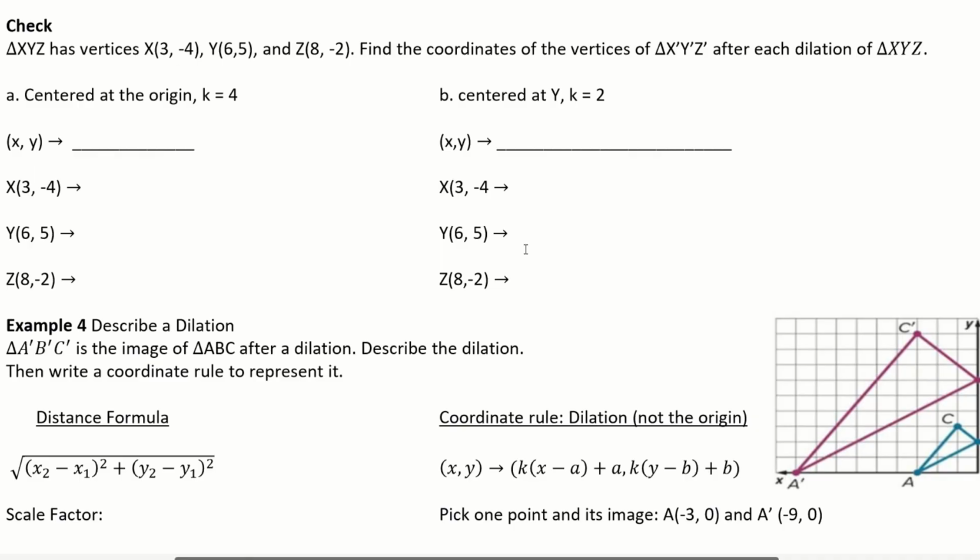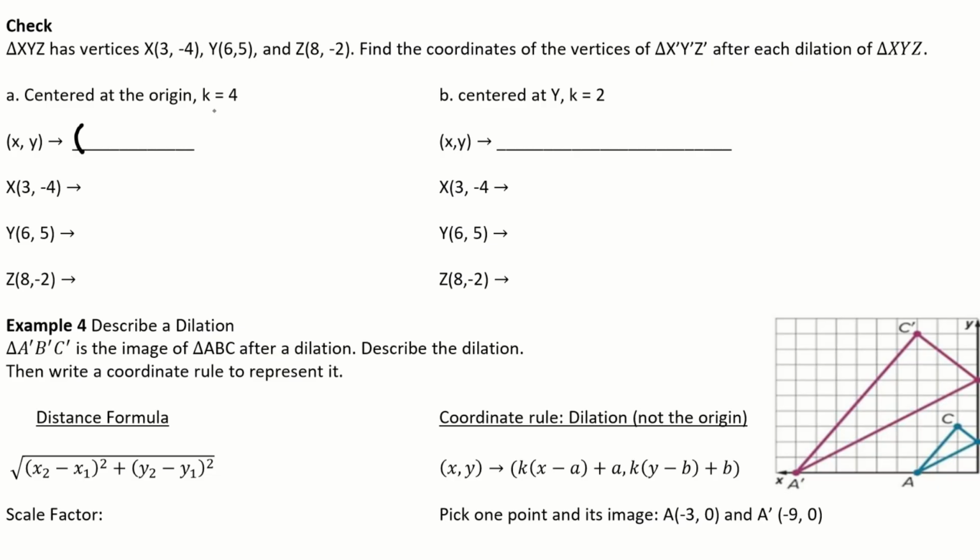Hopefully you paused it. Let's take a look at the problems. Triangle XYZ has the following vertices. Find the coordinates of the vertices after each dilation. The first is centered at the origin, k equals 4. Both of these are going to be enlargements. This one's going to be 4 times as big, and this one's going to be twice as big.